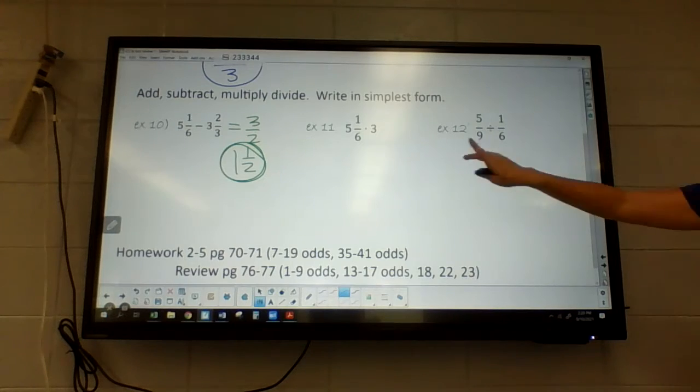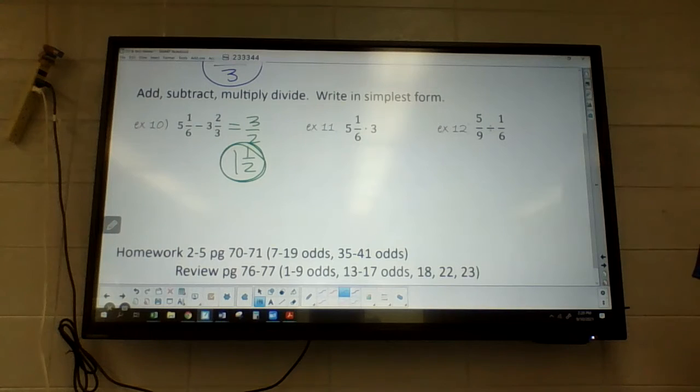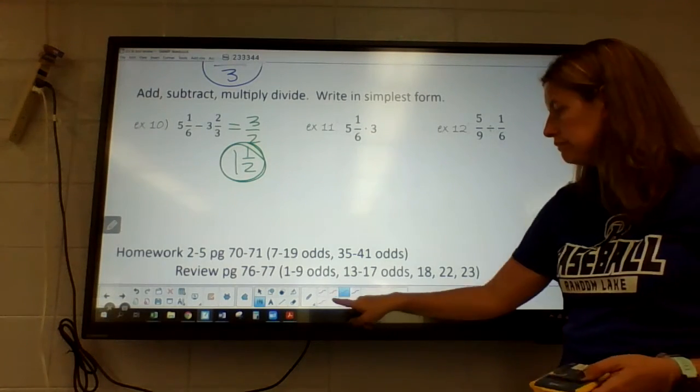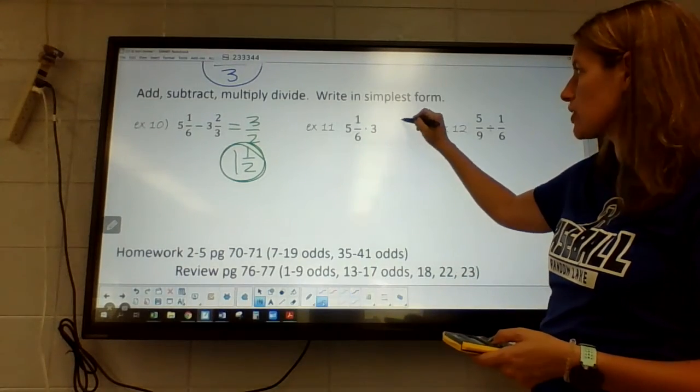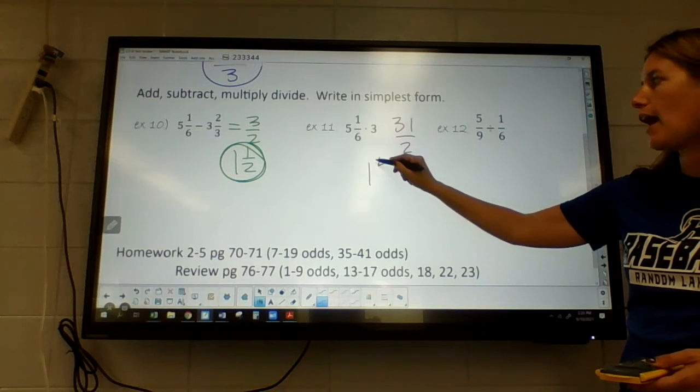Now this next one, I'm multiplying a number around 5 by 3, so I'm guessing it's going to be around 15. I'm saying that out loud so that you think about these as we do them, and you're not just grabbing your calculator without thinking about what's actually happening. So this is 31 over 2, which ends up being 15 1/2.